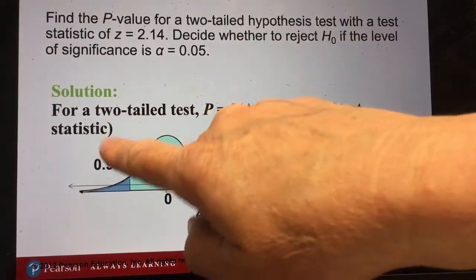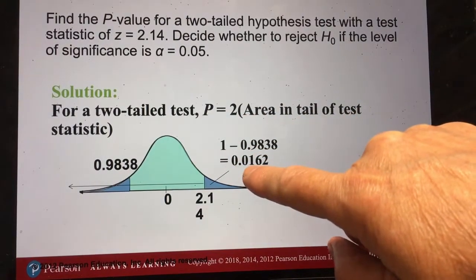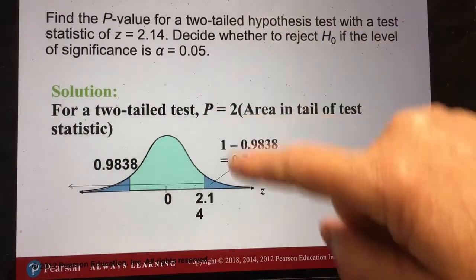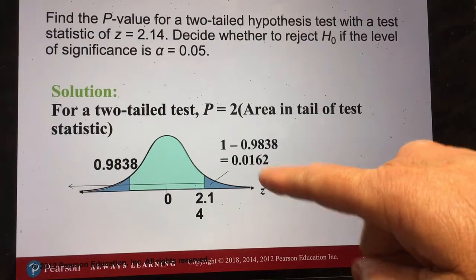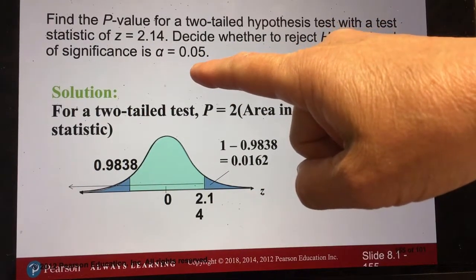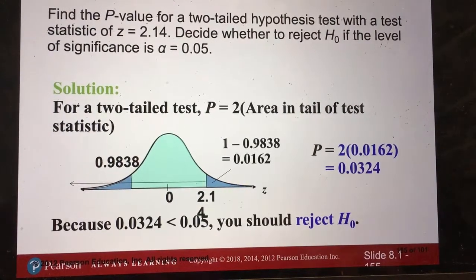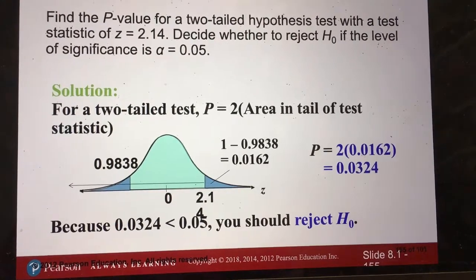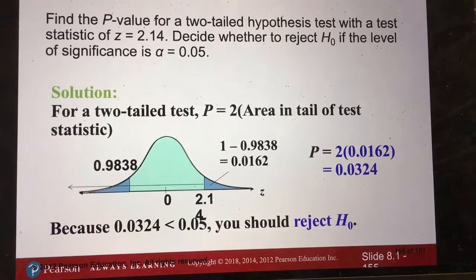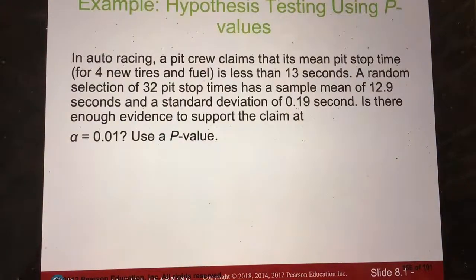Since this is a two-tailed test, I need to double this value before I compare with my alpha. So when I double this, I get 0.0324, which is less than that. So now I will reject my H sub 0 because it is less than that. So this is just practicing, so that you have practiced enough to know what to do in every case.